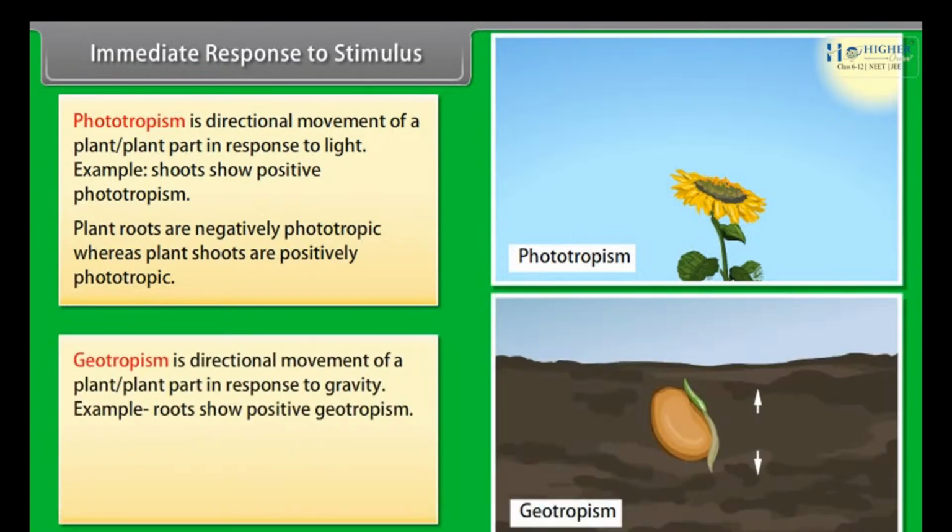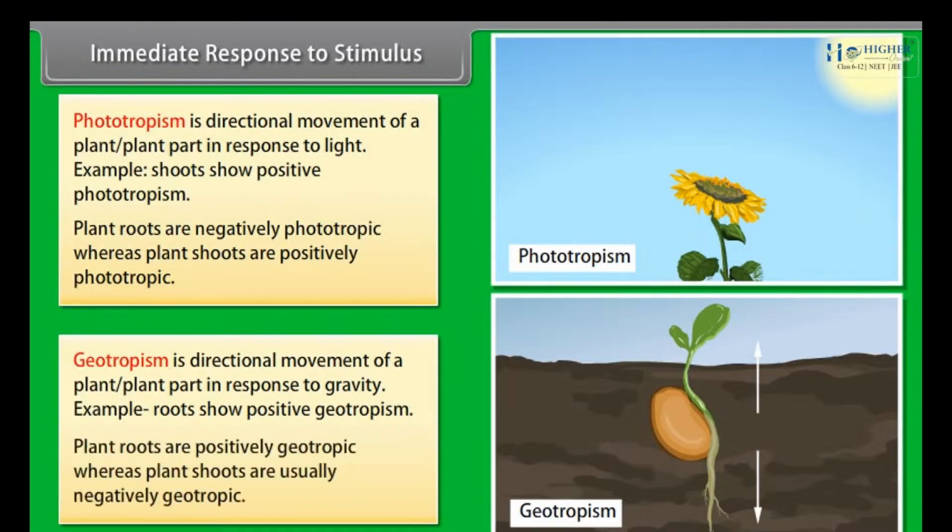Geotropism is directional movement of a plant part in response to gravity. Example: roots show positive geotropism. Plant roots are positively geotropic, whereas plant shoots are usually negatively geotropic.